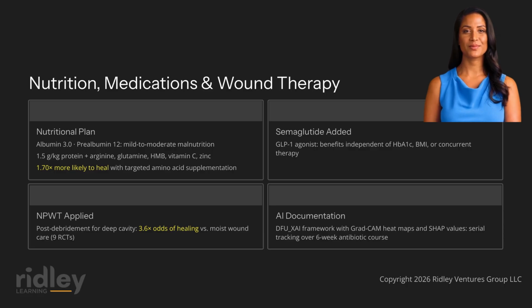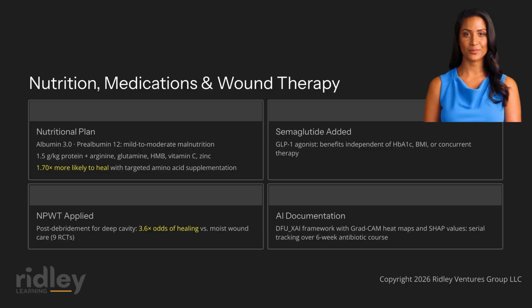Nutritional assessment using the subjective global assessment reveals mild to moderate malnutrition with albumin of 3.0 grams per deciliter and prealbumin of 12 milligrams per deciliter. A targeted nutritional plan is implemented with protein intake of 1.5 grams per kilogram per day. Oral nutritional supplements enriched with arginine, glutamine, and hydroxymethylbutyrate and micronutrient supplementation including vitamin C and zinc.